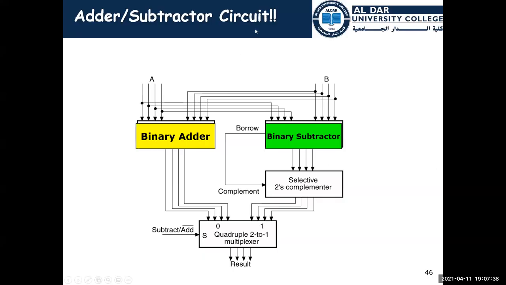So to implement the circuit of subtraction, we need a binary subtractor and a binary adder. We need to make an adder-subtractor. I mean, we need an adder and subtractor in the same circuit, where the result depends on whether you need to add or subtract.